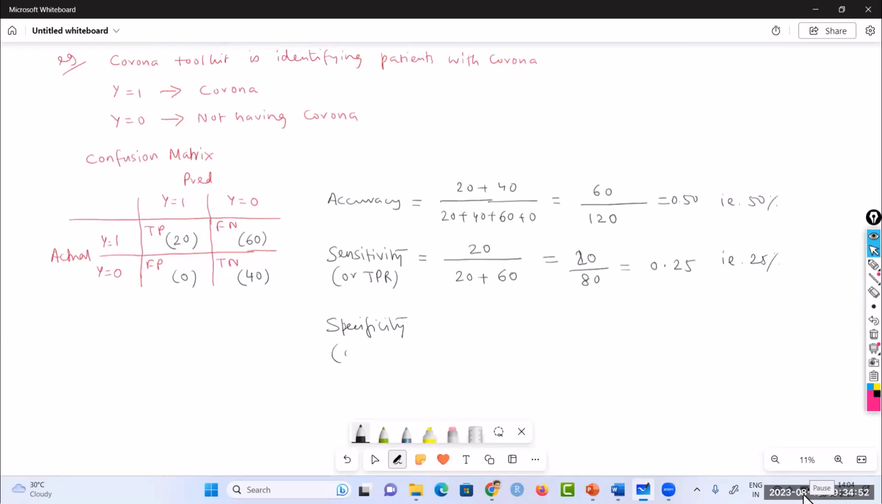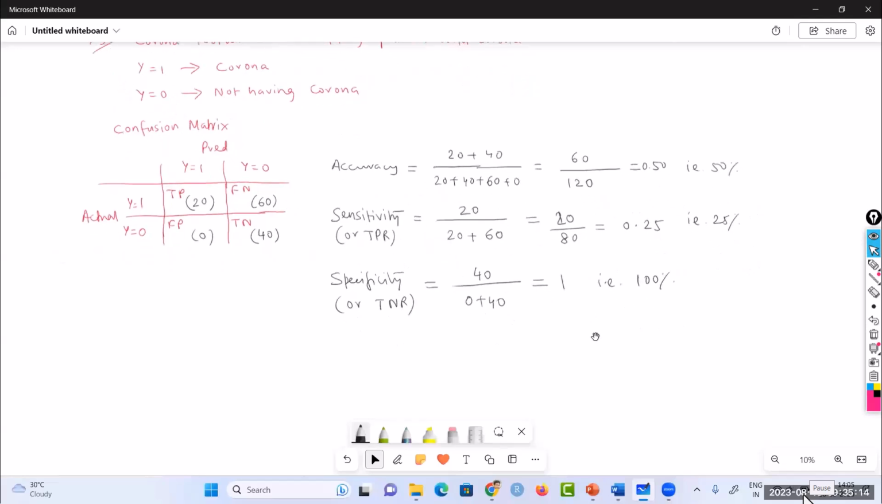Specificity or true negative rate. So out of actual negative, so 0 plus 40 here, how many are predicted as negative? 40. So 1, 100%. Precision, that means out of predicted positive, so 20 plus 0 here, how many are actual positive? So 20.